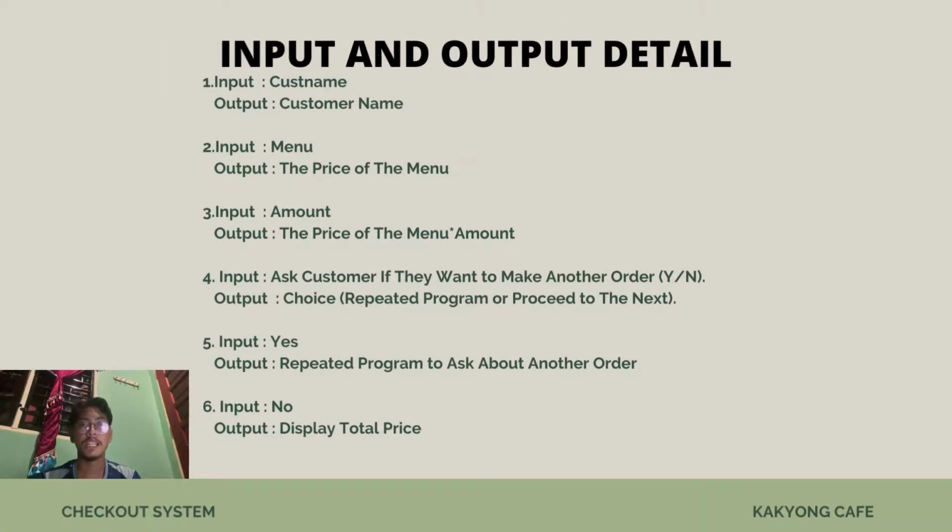This is our input and output detail for the program. For number 1, if we input the customer name, the output is the customer name. And for number 2, if the customer inputs the name of the menu, the output is the price for the menu that the customer chooses. The same thing happens for the other outputs and inputs in this program.